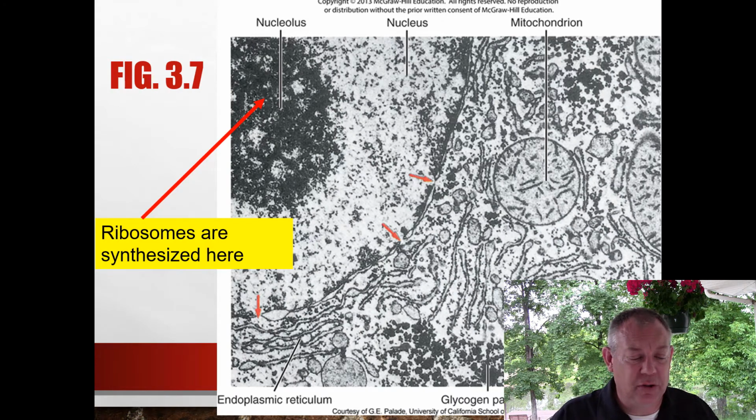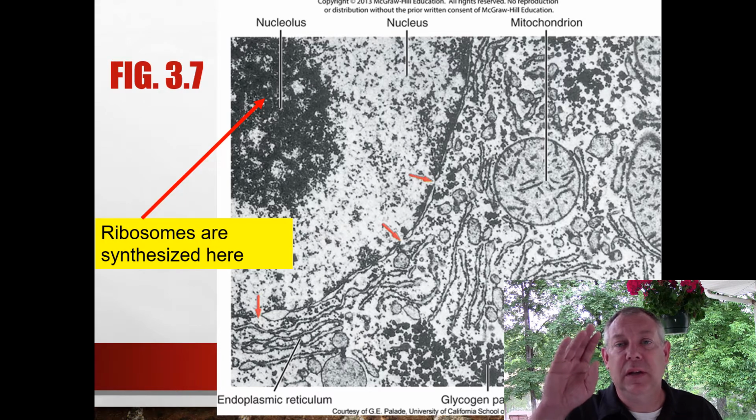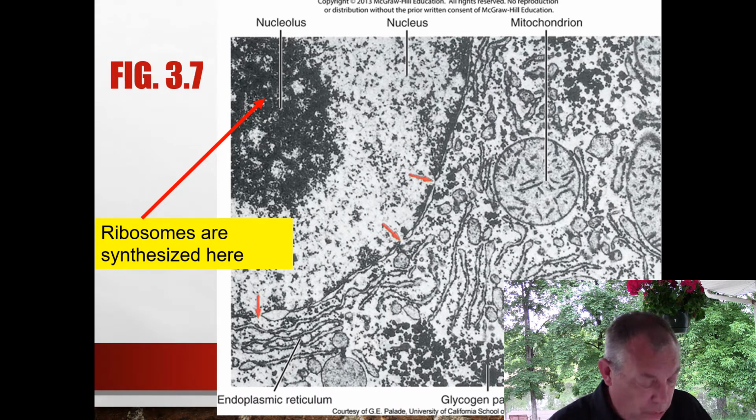Third figure from your book, just showing you a microscope view of different parts of the cell, and you can see that inside the nucleus you've got the nucleolus where the ribosomes are synthesized. The little red arrows are showing some of the pores. Things have to get into and out of the nucleus, and so there's little holes for that to happen.